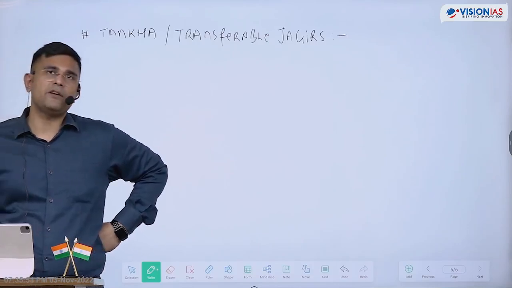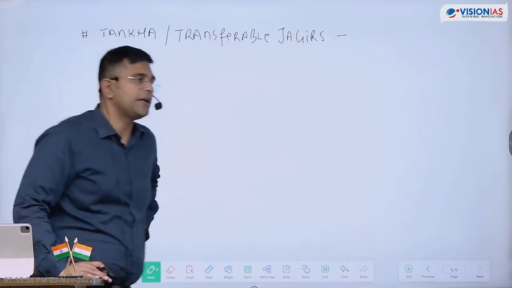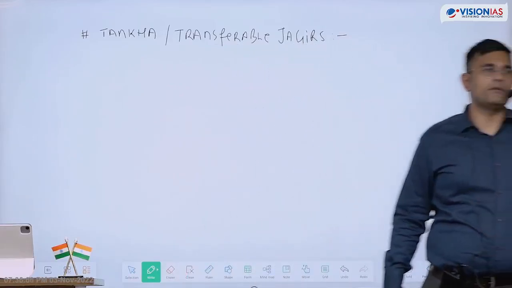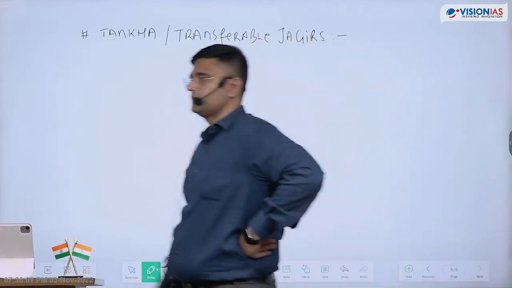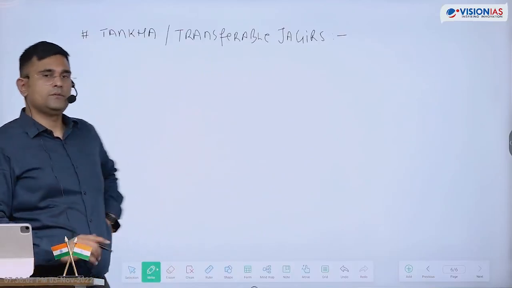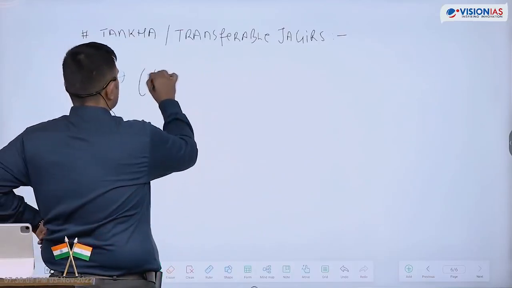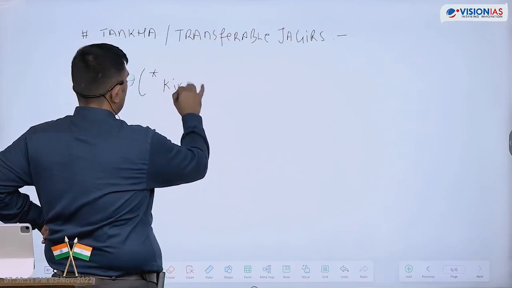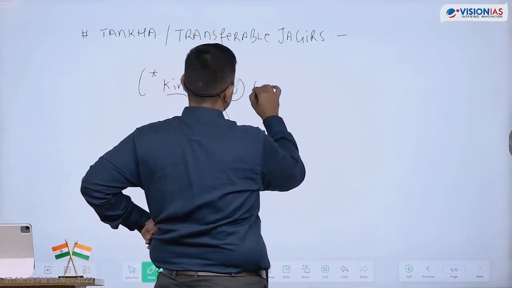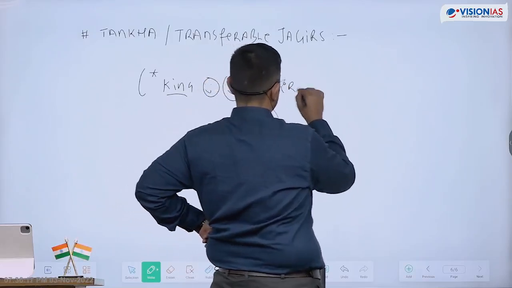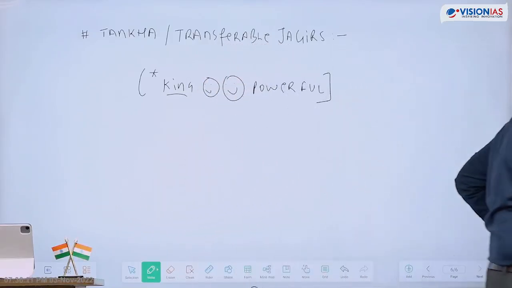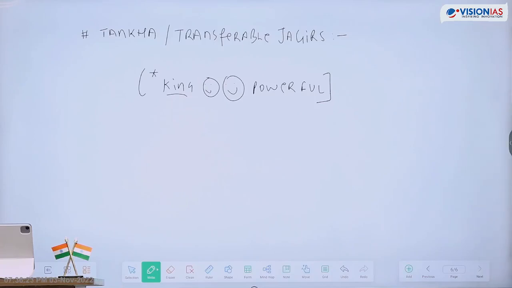That is, could be taken away from a Mansabdar. Write King powerful in brackets with a star. This is the king's power.